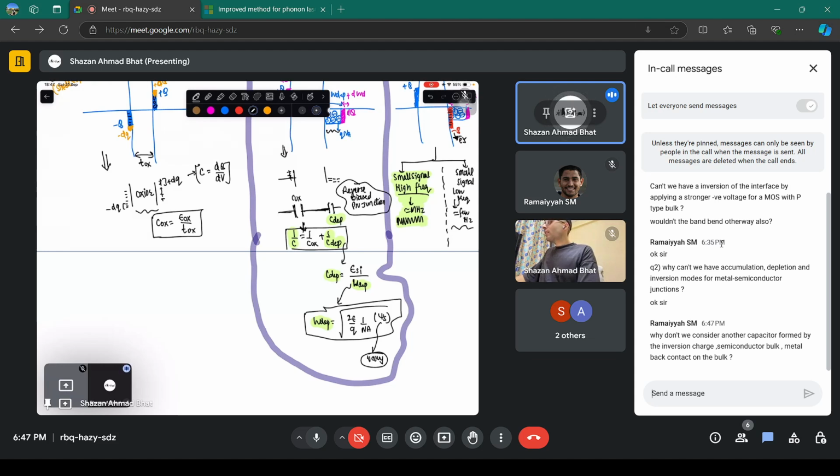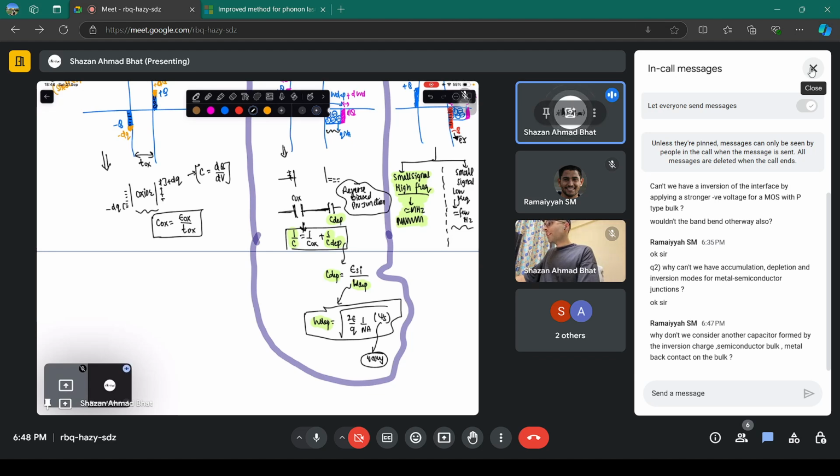Why don't we consider another capacitor formed by the inversion charge, semiconductor bulk, and metal back contact of the bulk? Okay, good question. That's a good thought actually. I liked it very much. But I'll tell you why.